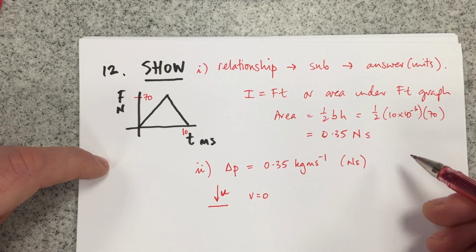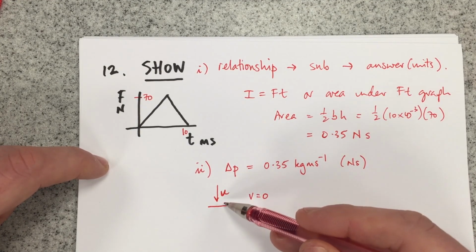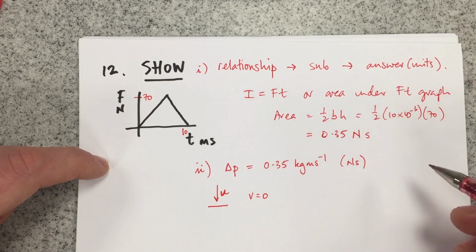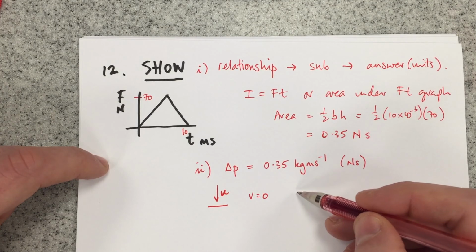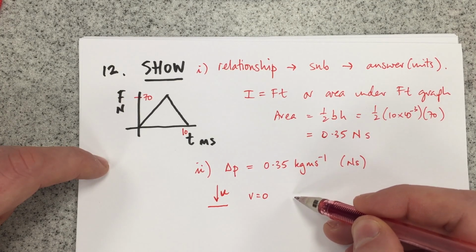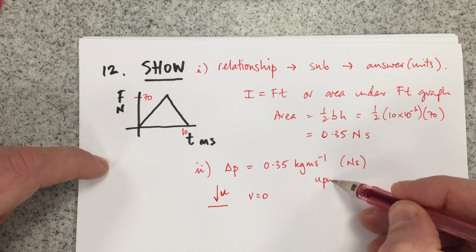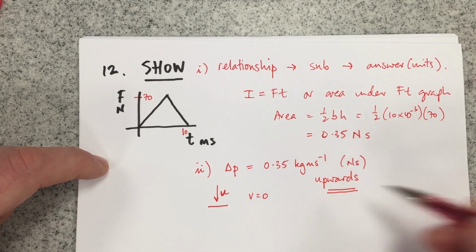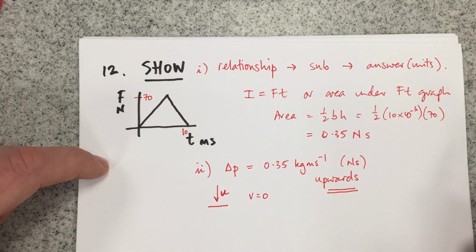So the change in momentum, it was travelling down, so momentum was down, and then it's brought to rest. So its change in momentum must be upwards, not downwards. And that's key, and there's a little bit of thought that needs to go into that.